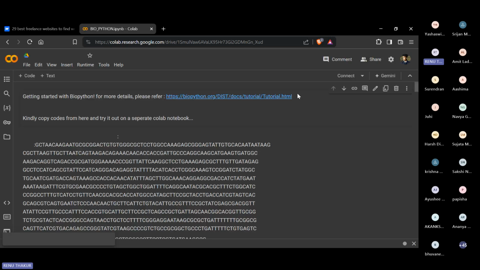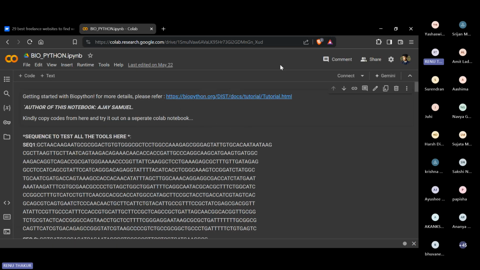So you guys could see my screen. I searched for BioPython in my browser. I already had this notebook, the BioPython notebook. So what are the programs you can run? I created this notebook for a different class actually.